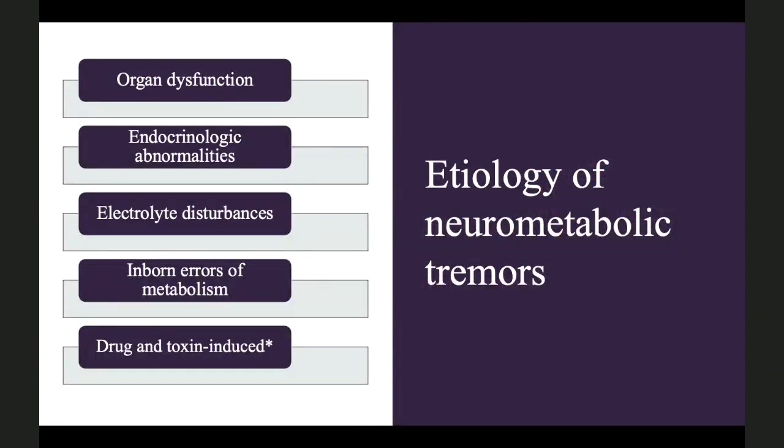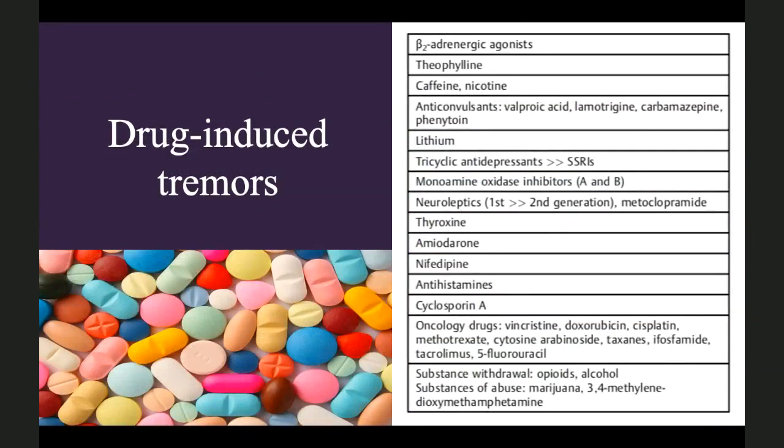So broadly, we can classify neurometabolic tremor etiology into 5 divisions: organ dysfunction, endocrine abnormalities, electrolyte disturbances, inborn errors of metabolism, and drug and toxin induced. From these categories, the drug and toxin induced part I will cover just briefly, just in the interest of time. Here is a list of medications that may be implicated in tremor disorders, and that is why it's very important to review the medication list of patients when they initially present with tremors.